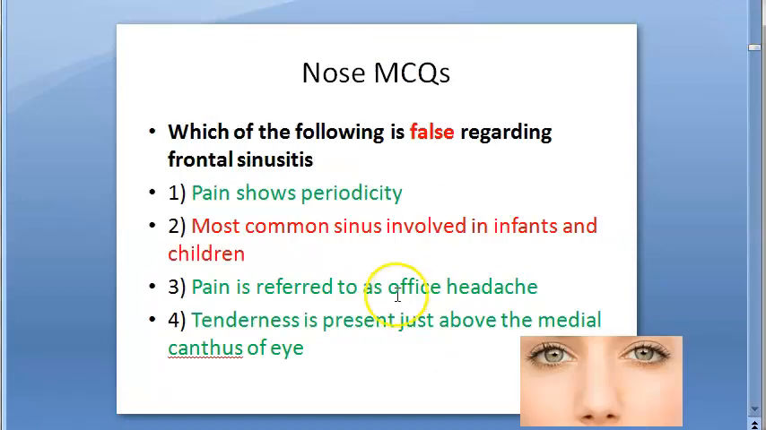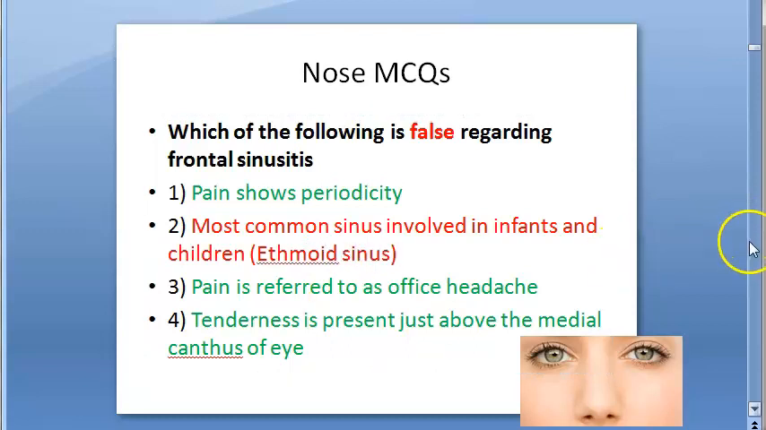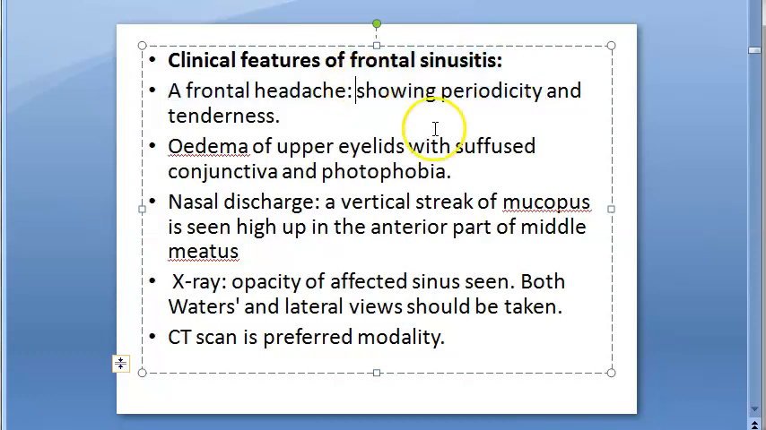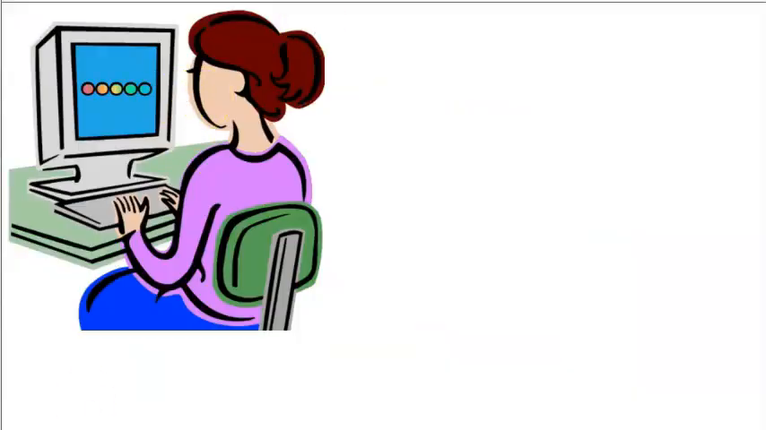So, the most common sinus involved in infants and children, according to the textbook, is the ethmoid sinus. Now, more about frontal sinus. Frontal headache shows periodicity, tenderness, edema of upper eyelids, nasal discharge. X-ray shows opacity of the affected sinus. CT scan is preferred. Okay, moving on to the next question.